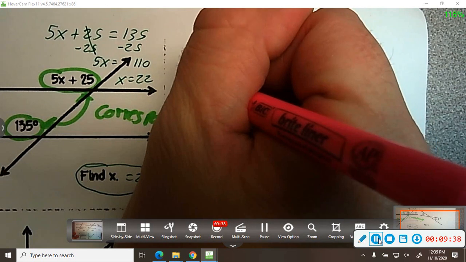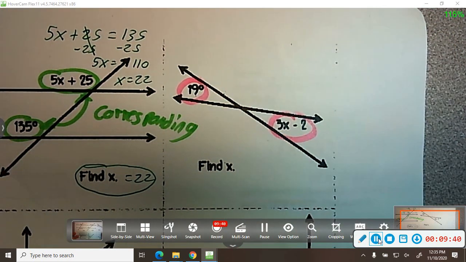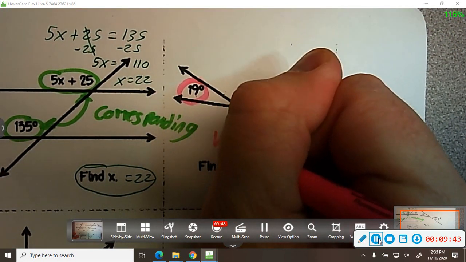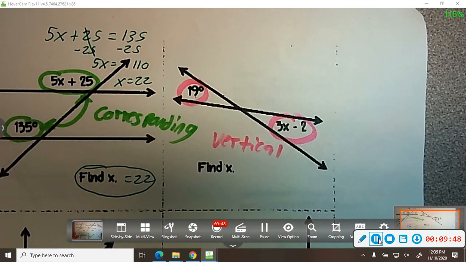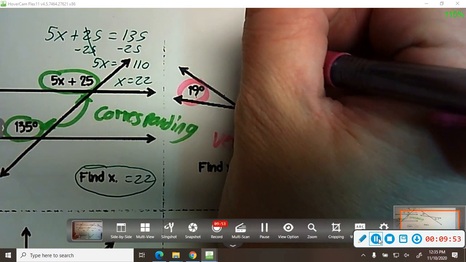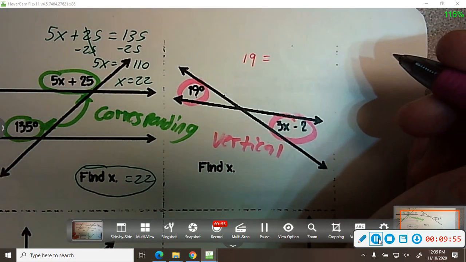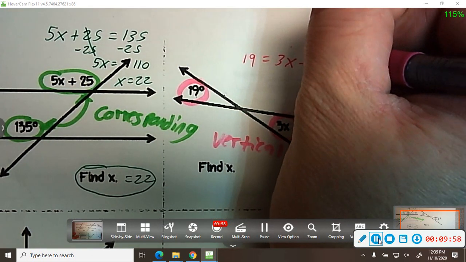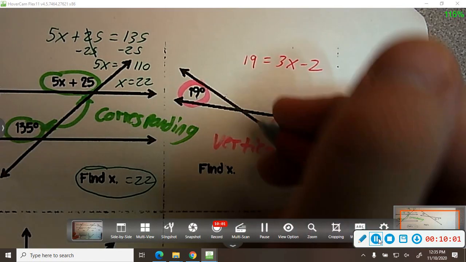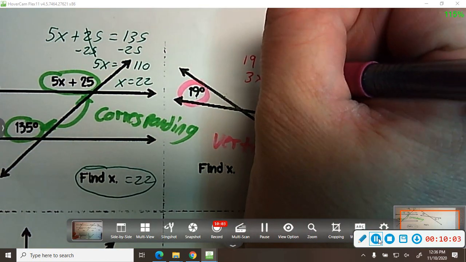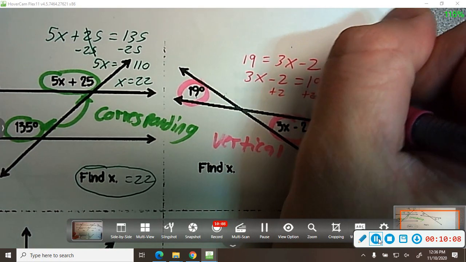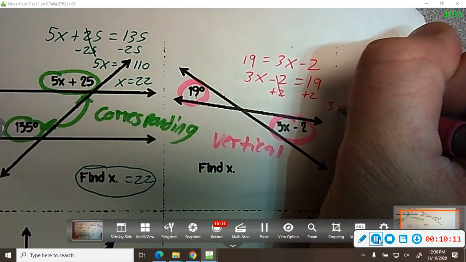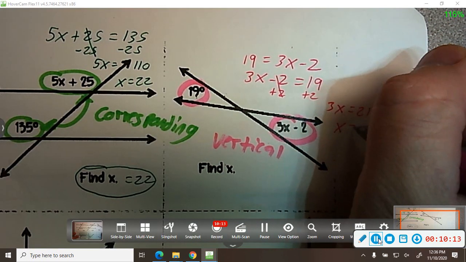Okay, let's find the relationship between this angle and this angle. Those are called vertical. By the vertical angle theorem, we know that those have equal measures. So I could say 19 equals 3x minus 2. If you want, you could put the whole thing backwards, if you like the x on the other side. Add 2 to both sides. 3x is 21, so x is 7.